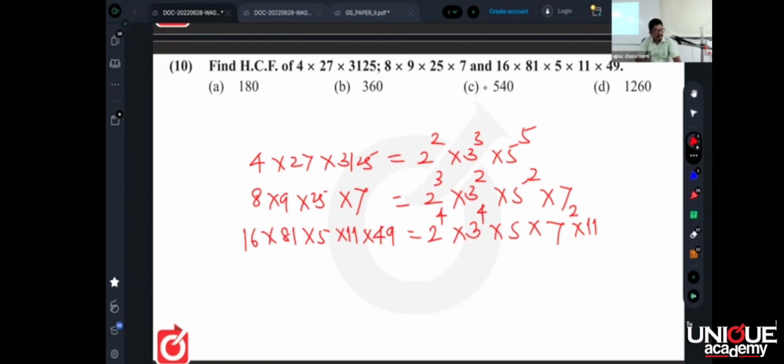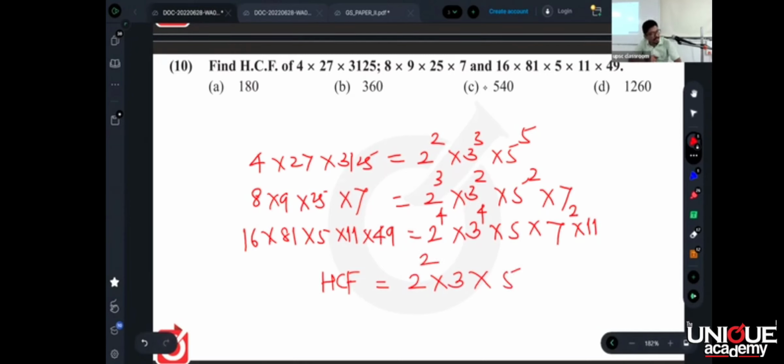Okay. Is it clear? Now to find the HCF, we have to take only the common bases in all. In the first number 2, 3, 5, in the second number 2, 3, 5, 7, and in the third number 2, 3, 5, 7, and 11. So common to all is 2, 3, and 5, with their minimum powers. 2's power is minimum 2 in the first number. 3's power is minimum 2 in the second number. In which number doesn't matter. It is minimum 2, right? And 5 has minimum power 1 in the third. So 2 square into 3 square into 5. That gives you 180. Is it clear?